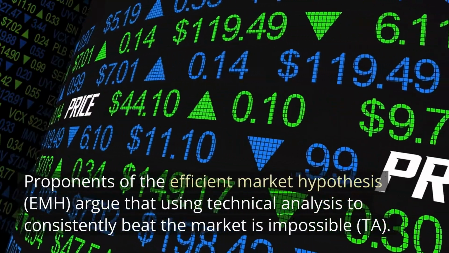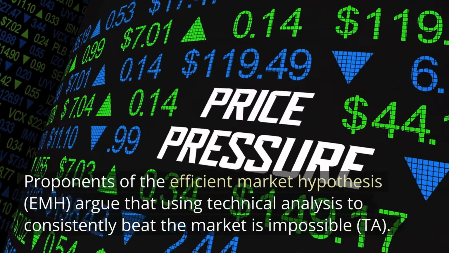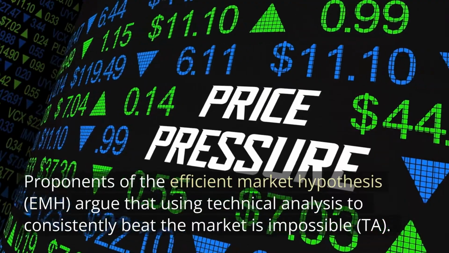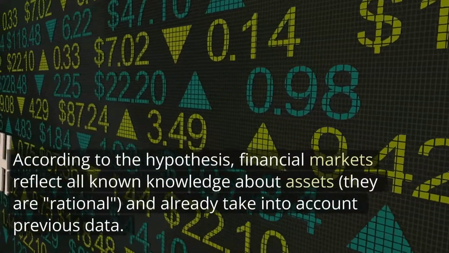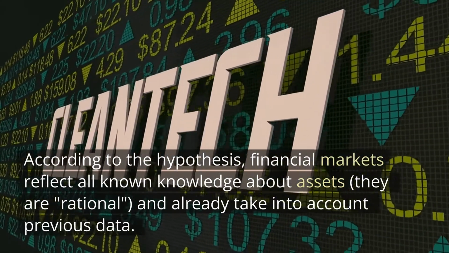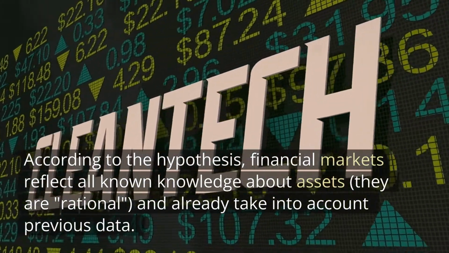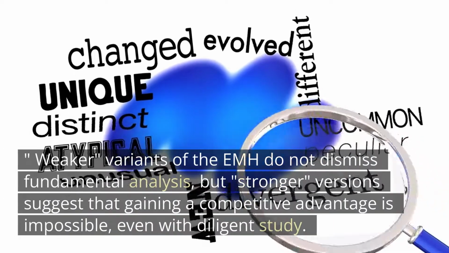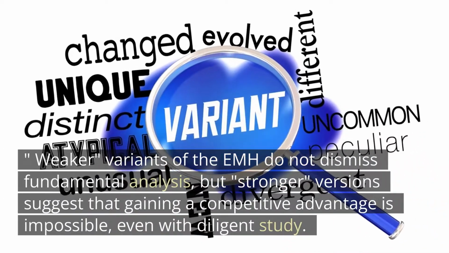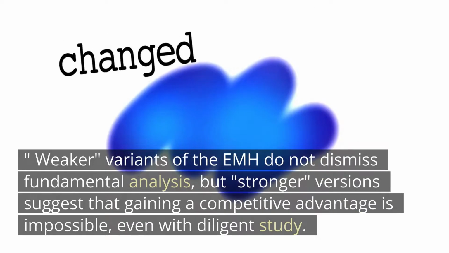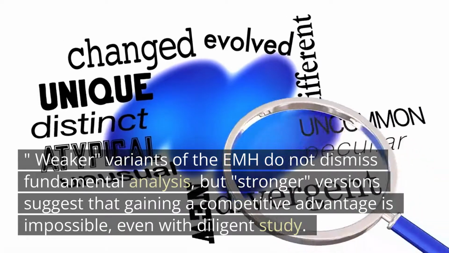Proponents of the efficient market hypothesis, EMH, argue that using technical analysis to consistently beat the market is impossible. According to the hypothesis, financial markets reflect all known knowledge about assets, they are rational, and already take into account previous data. Weaker variants of the EMH do not dismiss fundamental analysis, but stronger versions suggest that gaining a competitive advantage is impossible, even with diligent study.